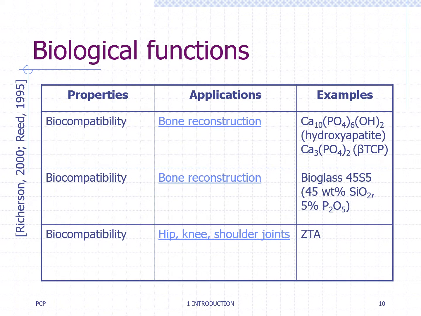Due to their chemical inertness and biocompatibility, ceramic materials are widely used in medical applications as implants, repairs, and restorations. Some examples are hydroxyapatite, beta TCP, or bioglass for bone reconstruction, and zirconia toughened alumina for replacement of hip, knee, or shoulder joints.